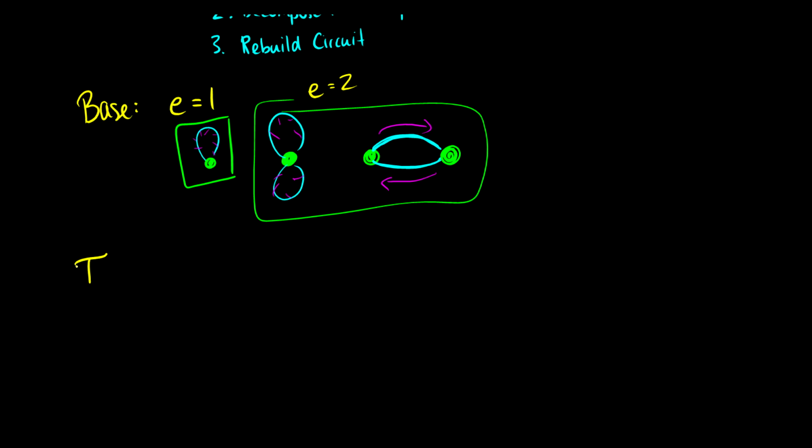Now for the induction hypothesis, we're going to assume that n less than k edges are true. So this is a strong induction. We're not just saying that when it has k edges it's true. We're saying that if it has any number less than or equal to k, it's true. So this is strong. And we want to show that edges equal to k plus 1 has a circuit.